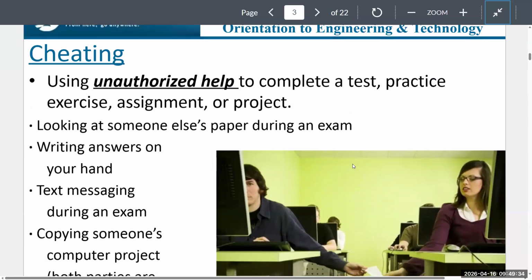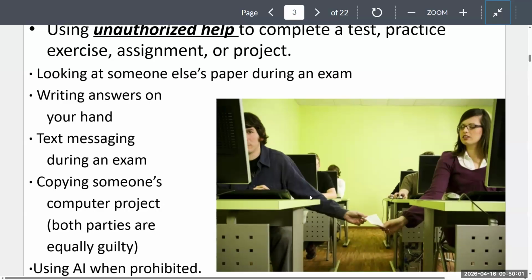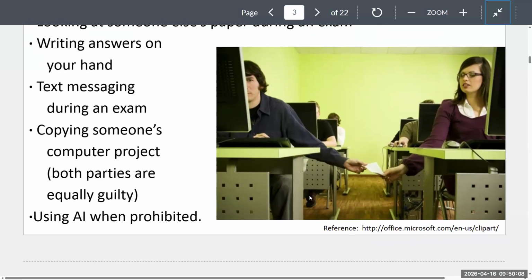So what is cheating? It's using unauthorized help to complete a test, practice exercise, assignment, or project. Looking at someone else's paper during an exam, writing answers on your hand, or text messaging other students during the exam, copying someone's computer project. Both parties are at that point equally guilty. And using AI when prohibited. Sometimes AI will be accepted, and sometimes it won't be. Okay. You got to make sure you check with your professor.